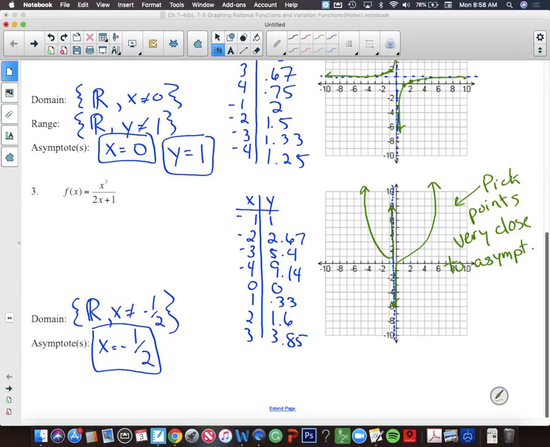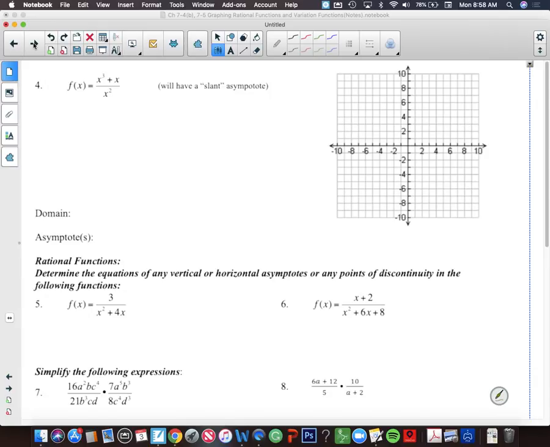Okay, because that'll help you figure out what those ends are doing there. Okay, next one we have a rational function with slant asymptotes. So remember when we had to divide the top and the bottom. First of all, we have to figure out how we know it's going to be a slant asymptote.